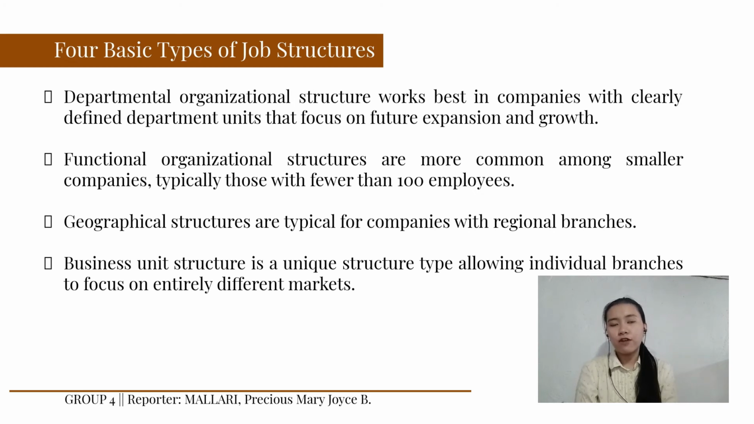The third one is the geographical structure, which is typical for companies with regional branches. The advantage of this structure is that it allows each branch to have a specific goal. Each individual branch usually has a different internal structure, which allows more flexibility in promotions and performance. The last one is the business unit structure, which is a unique structure type allowing the individual branches to focus entirely on different markets. An executive manager can run each unit independently in this structure.